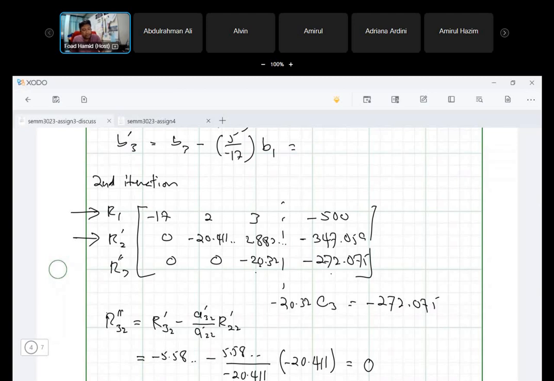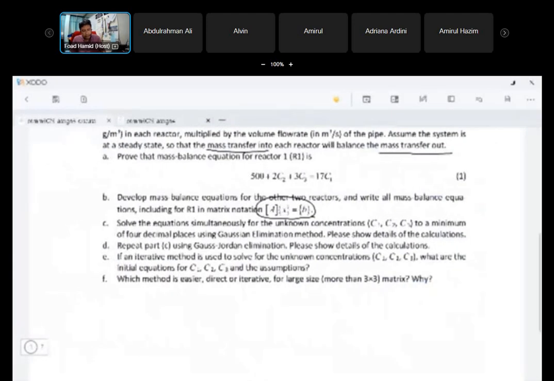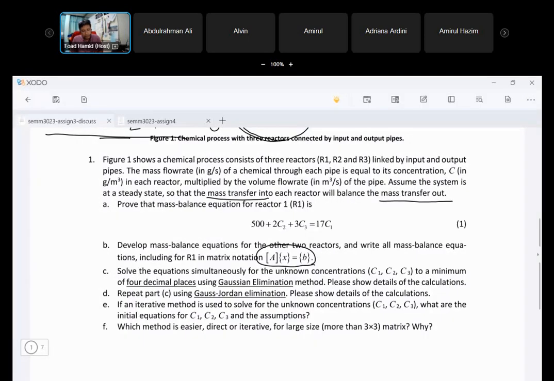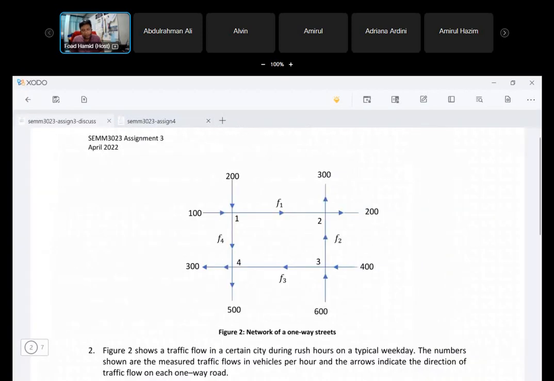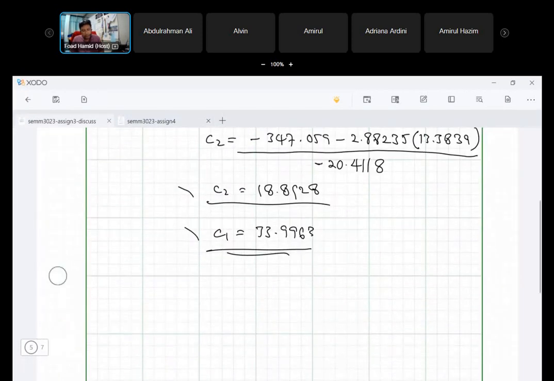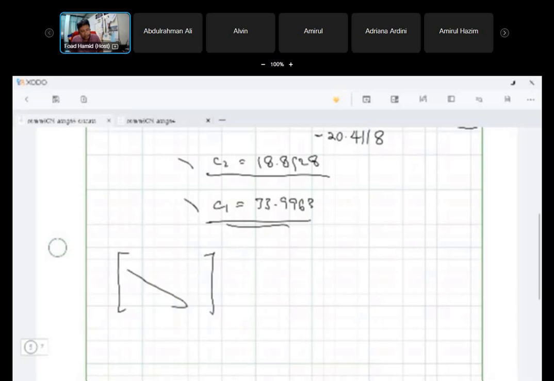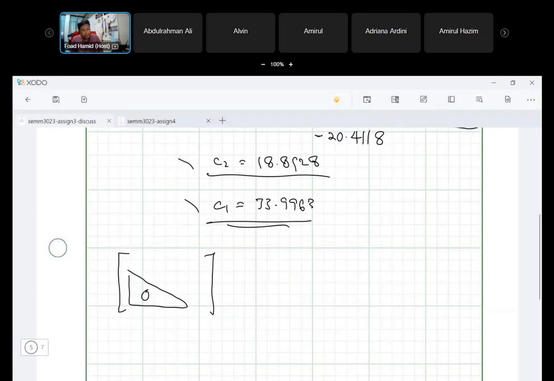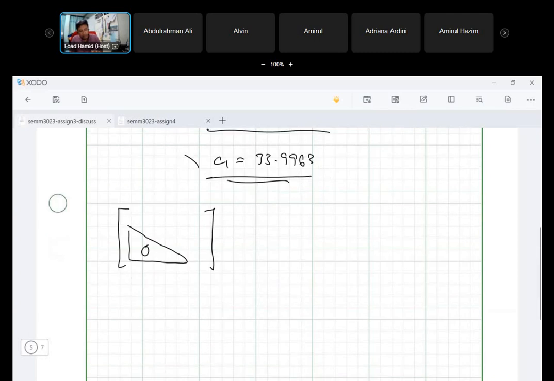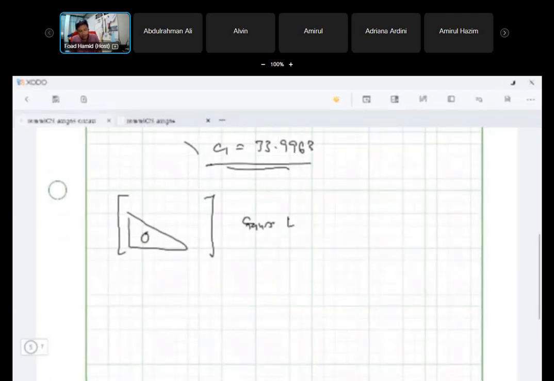Okay, so the next one is, of course, the Gauss-Jordan elimination. So what's the difference between Gauss-Jordan and Gauss elimination? Remember that what we did just now was to make the coefficient matrix only upper triangular. So this is Gauss elimination.